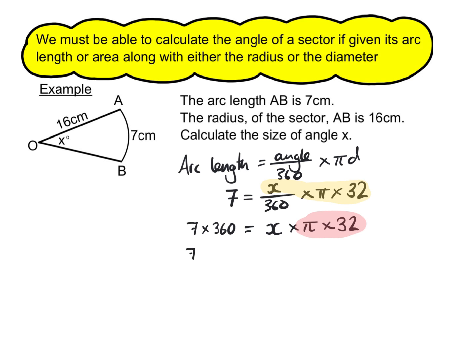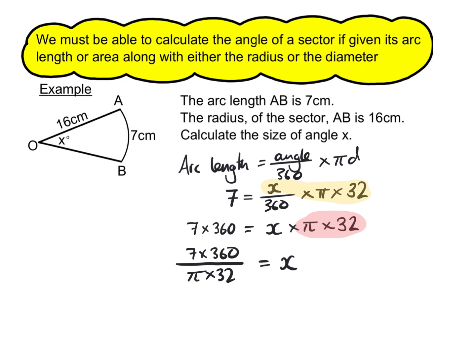So I'm going to write 7 times 360 divided by pi times 32. And because I've divided the other side by this as well, that will cancel this out, and I'll just be left with the x. So I can write x equals. Now what I've got here, x equals all of this. I can use my calculator to type this in.